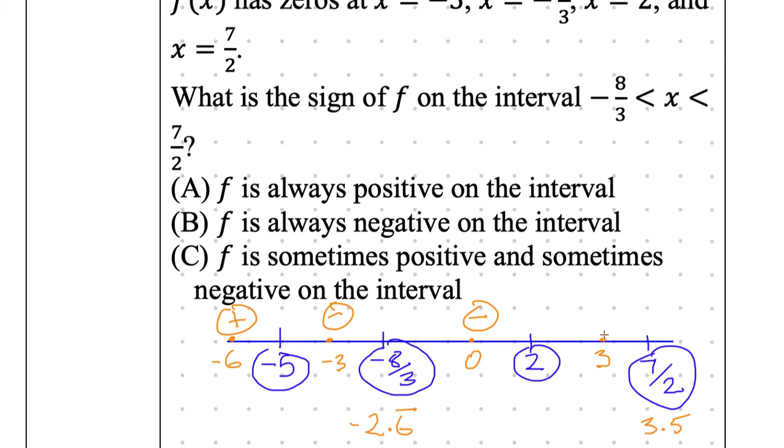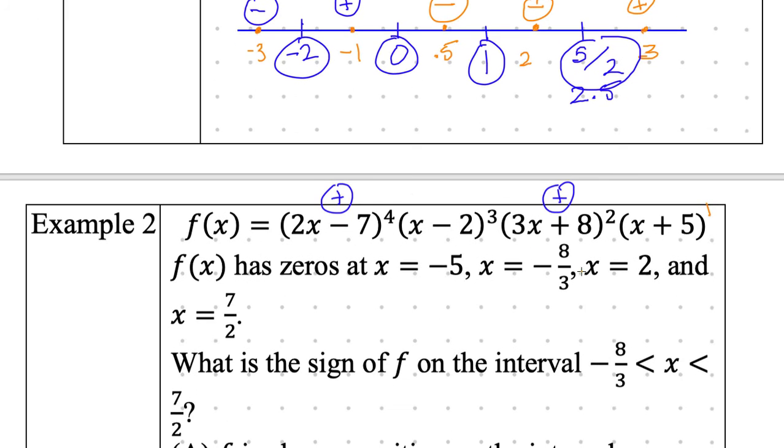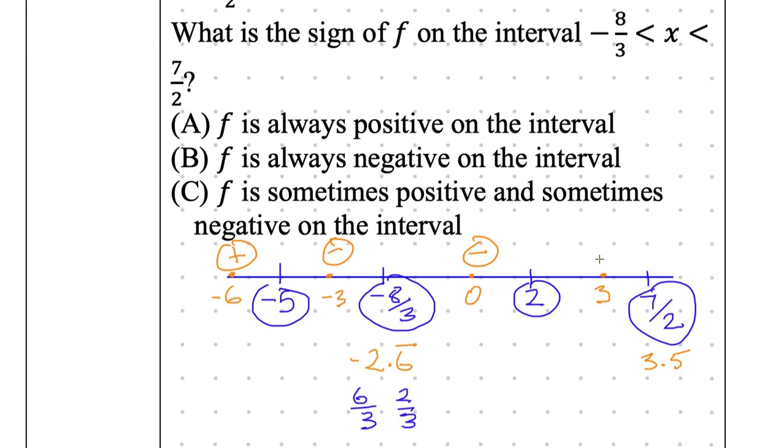Second to last, we have 3. When I plug in 3, I get 3 minus 2, which is a positive 1. 3 plus 5 is a positive 8. All of these are positive, which means our answer is positive and positive. We don't even need to plug in a number over here like 4 because our numbers are so large.